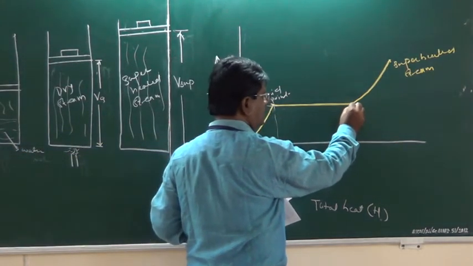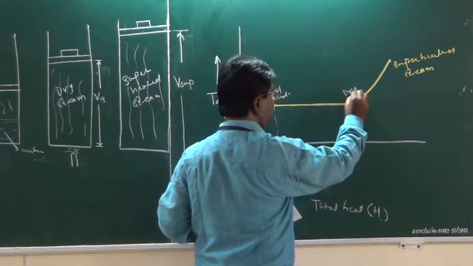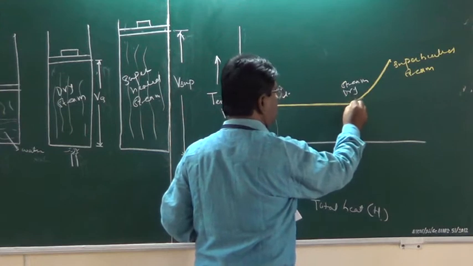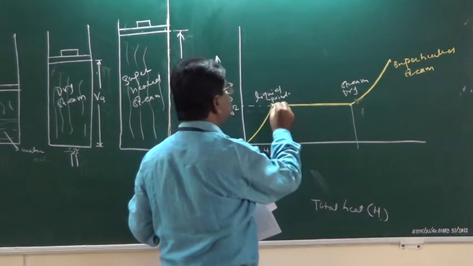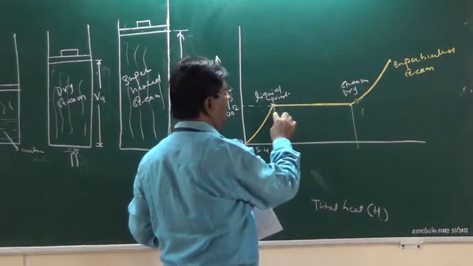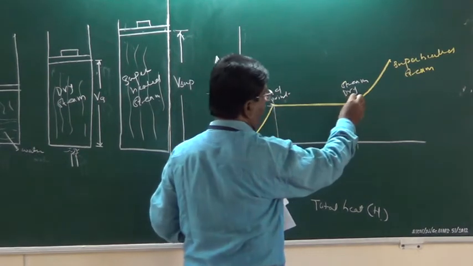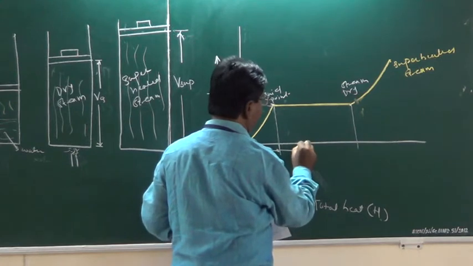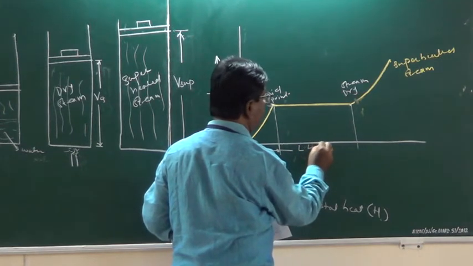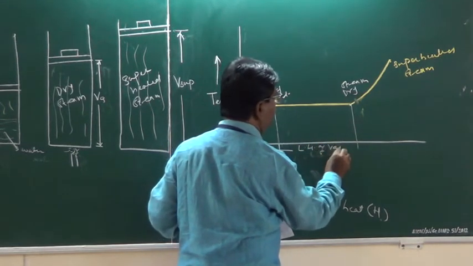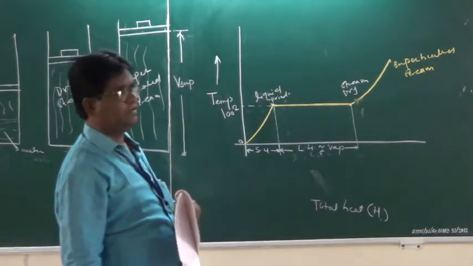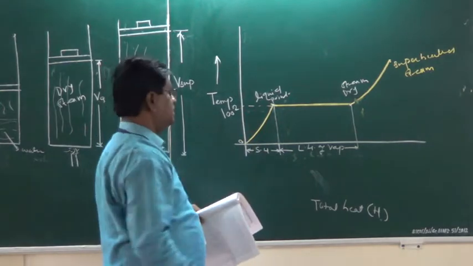And this is the dry steam line. This is the dry steam point. So in between these two points, the liquid point and the dry steam point, the heat added is the latent heat of vaporization. Phase change process.